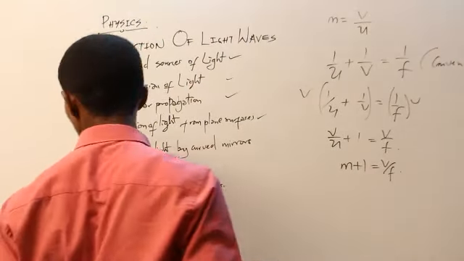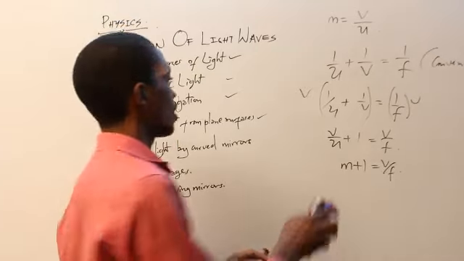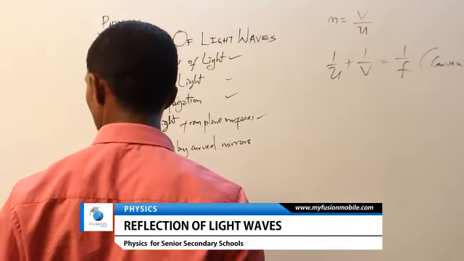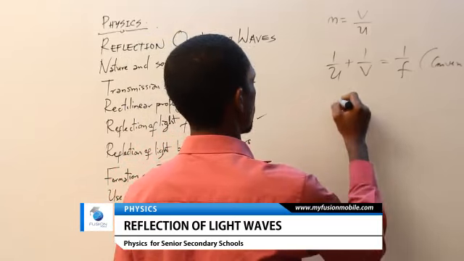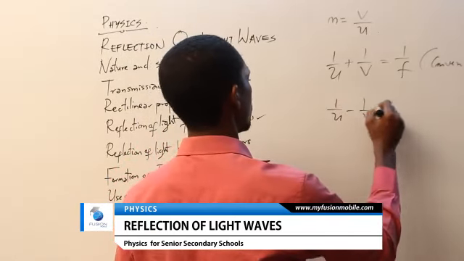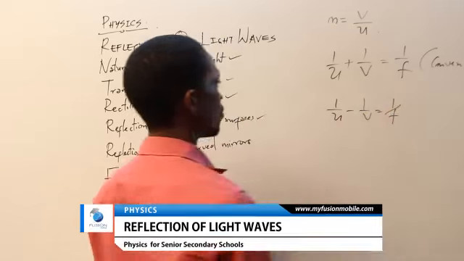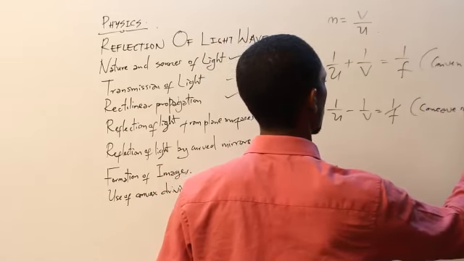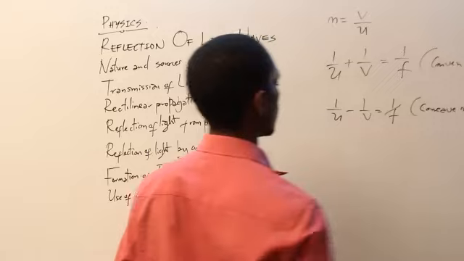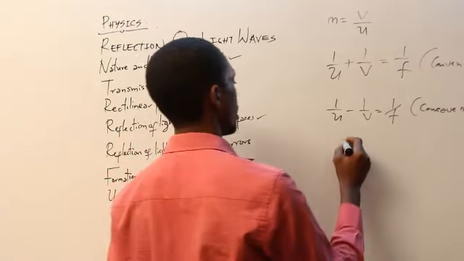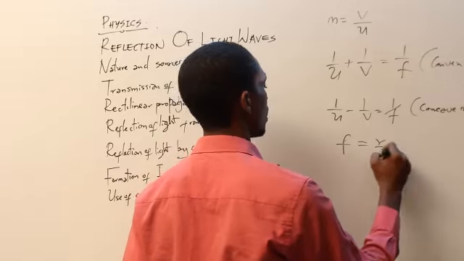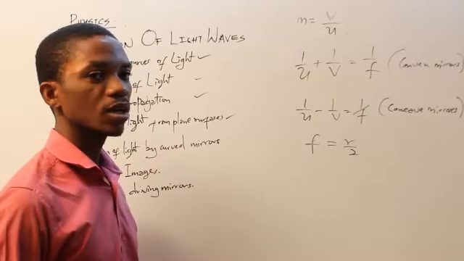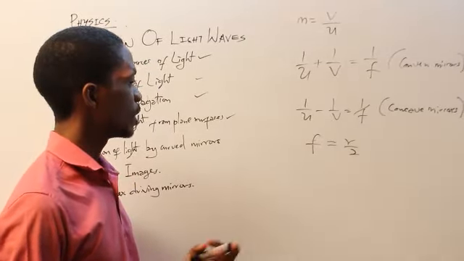So for the ones that bring the lights together, that's the converging mirror, the expression will be 1 over U minus 1 over V equals 1 over F. So this one will be applicable to the concave mirrors. Let's also bear in mind, I said earlier, our F equals R over 2, where our R is the radius of curvature. Our F equals R divided by 2.